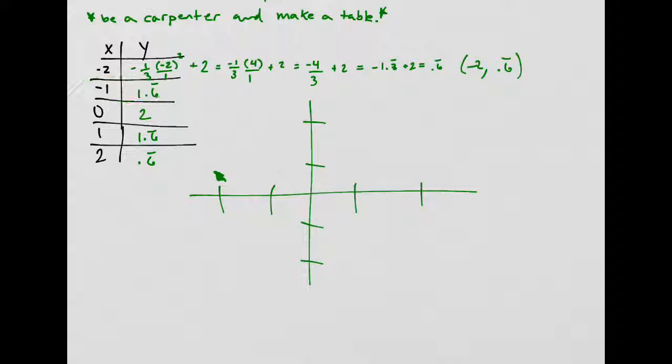And then, negative 1 and 1.6. Well, that's negative 1 up 1.6. So somewhere around here. And then I have 0 and 2, so I don't move at all. And then I go up 2. And then continue on. This is easy. 1.6, somewhere right around there. And 0.6, somewhere right around there. So it looks like this.